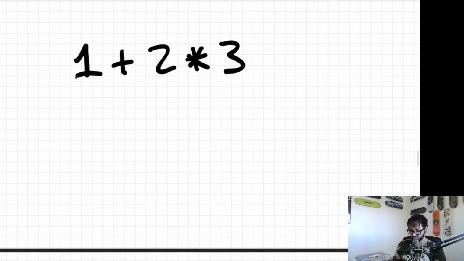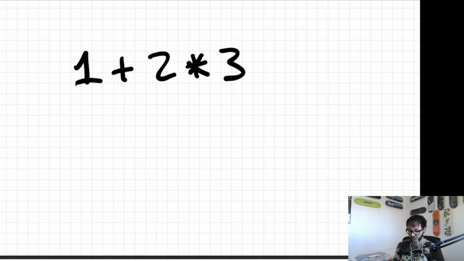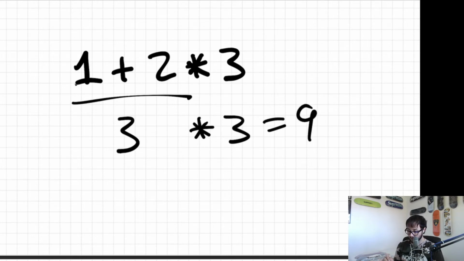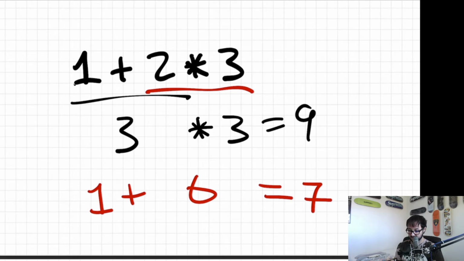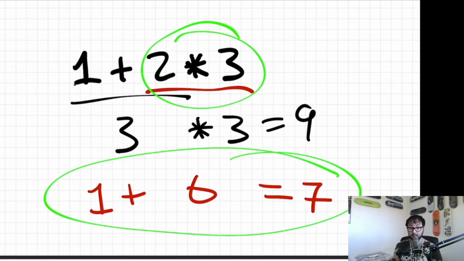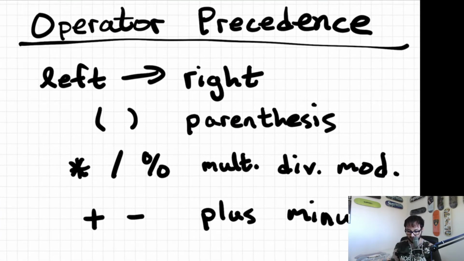But what if we get something like this? Is this going to be 1 plus 2, which is 3 times 3, which is equal to 9? Or do we want to do 2 times 3, which is going to be 6, plus 1, which is equal to 7? Well, obviously, this is going to be the winning option because just like in math, we have operator precedence. An operator precedence is pretty standard. It's going to be read left to right with parentheses being at the top.